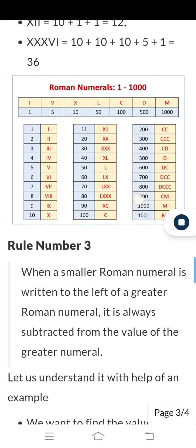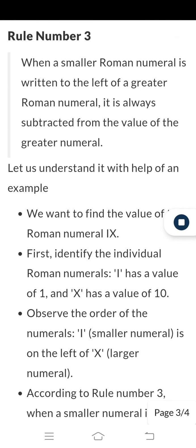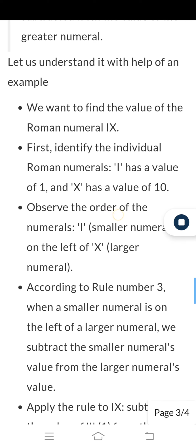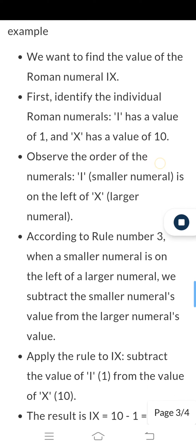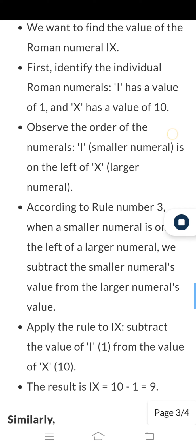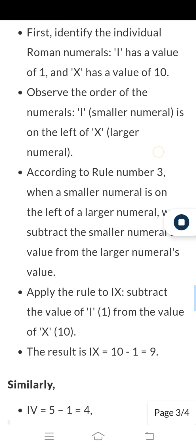Rule number 3. When a smaller Roman numeral is written to the left of a greater Roman numeral, it is always subtracted from the value of the greater numeral. Let us understand it with the help of an example. We want to find the value of the Roman numeral IX. First, identify the individual Roman numerals. I has a value of 1, and X has a value of 10.